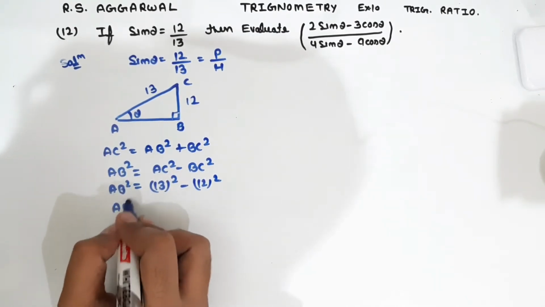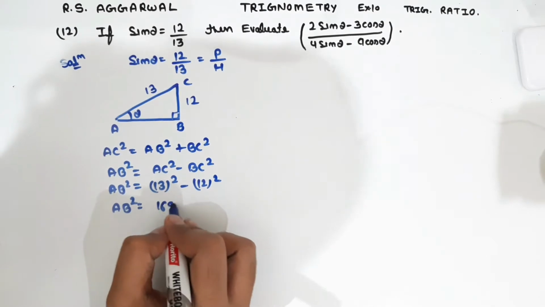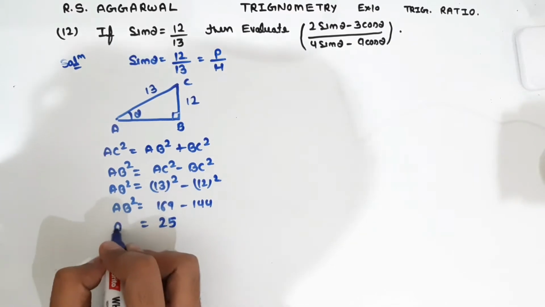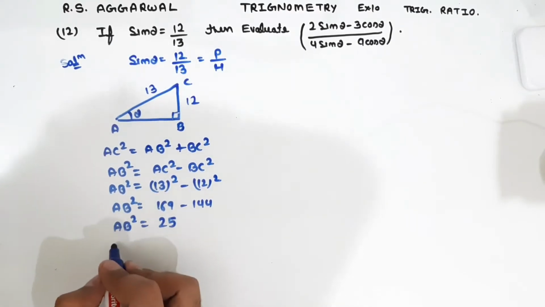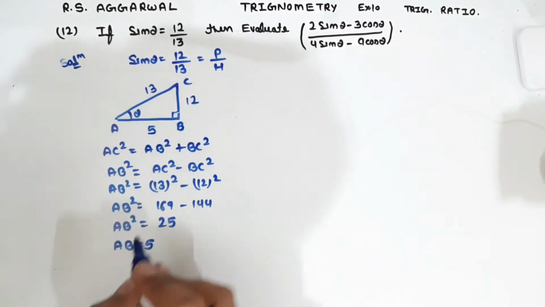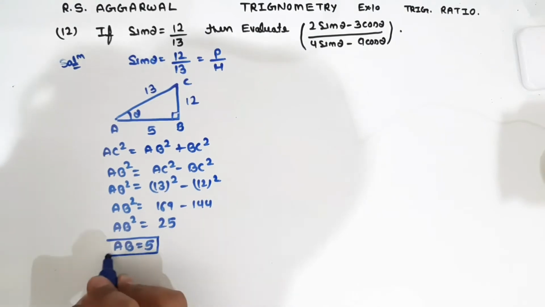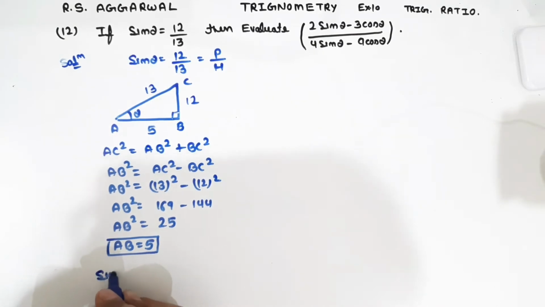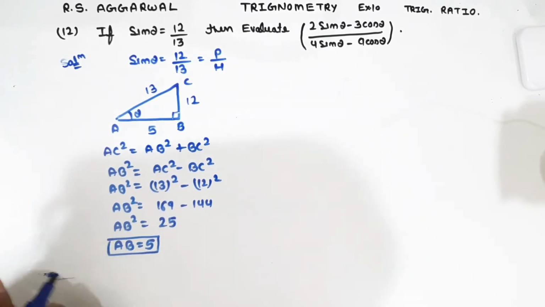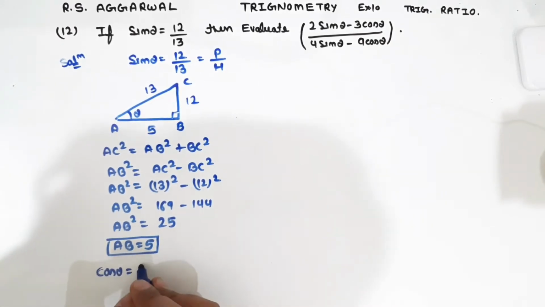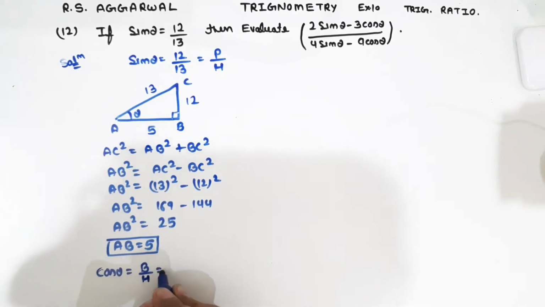So from here AB square will be 13 square which is 169 minus 12 square which is 144. So this will be 25. So AB square will be 25. So from here AB will be 5. So our base will be 5. So now from here the value of cos theta will be base upon hypotenuse. So our base is 5 and hypotenuse is 13.